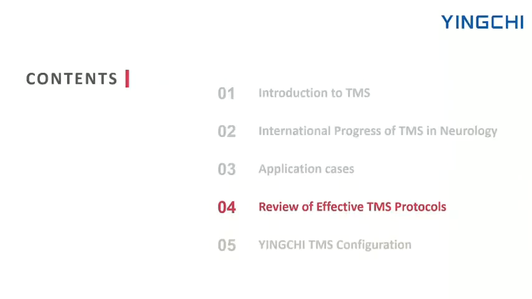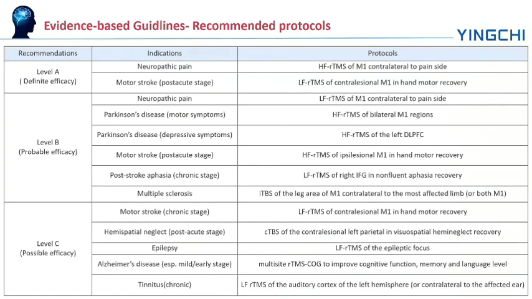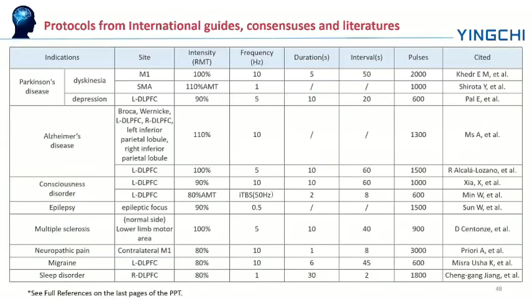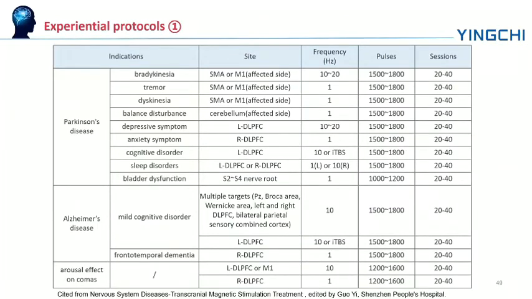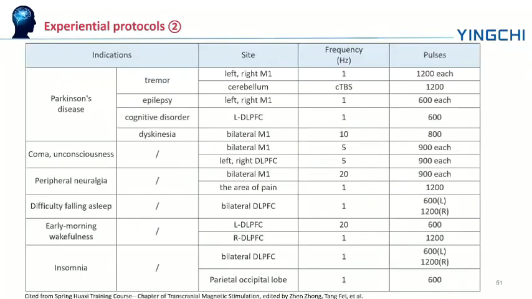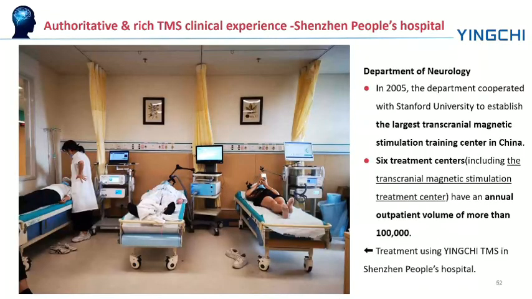So here is the review of effective TMS protocols, and these are the recommendations from the evidence-based guidelines. And these are some recommendations from the Chinese expert consensus of TMS. And these are some protocols from some international guidelines, consensus, and literatures. And here are the experiential protocols from Guo Yi, who is from the Shenzhen People's Hospital. And this is also the protocols from Shenzhen People's Hospital. And these are protocols from West China Hospital, edited by Dr. Zheng Zhong.